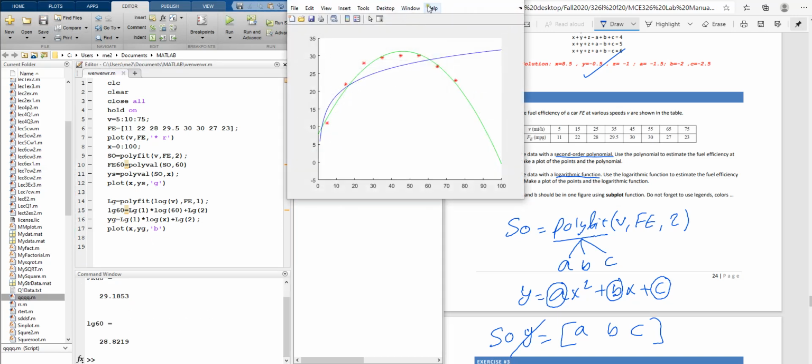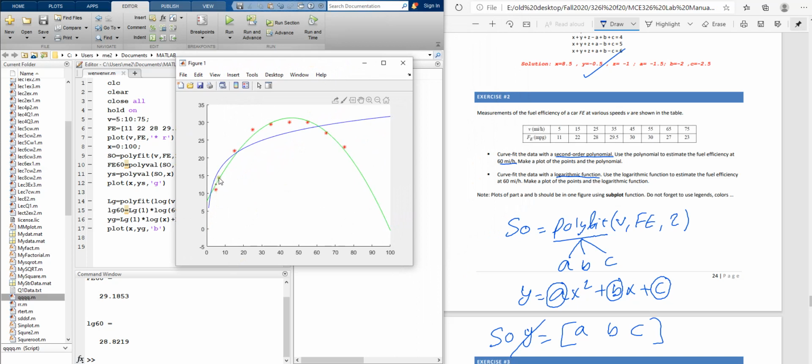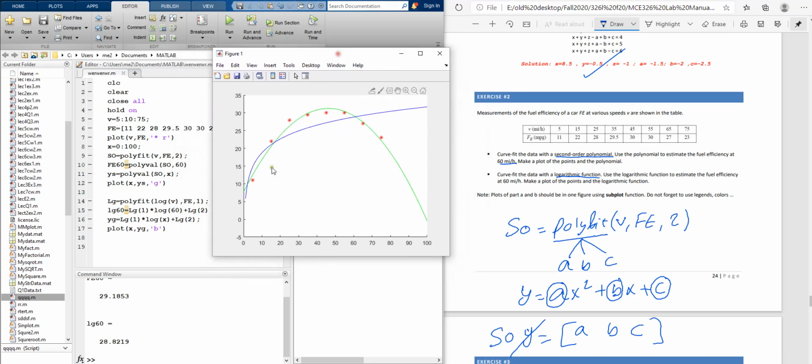Run the program. See, we got the original data points in red. The green one is the second order polynomial, and the blue one is the logarithmic. So the green one is better than the other one.